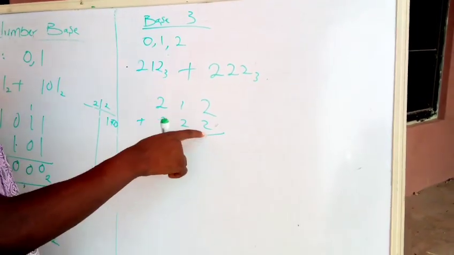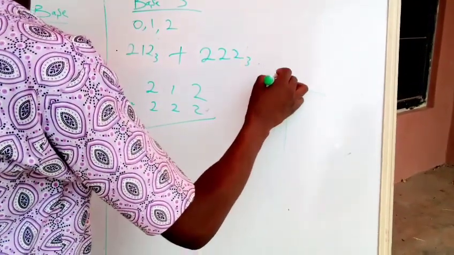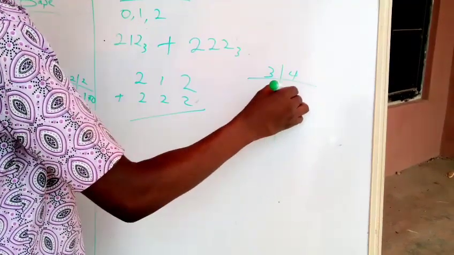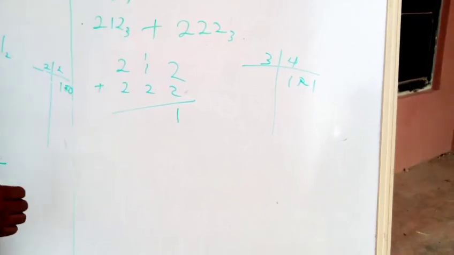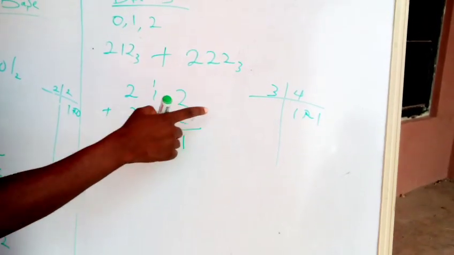So what do I do? I reduce that 4 by dividing it by 3, because I'm working with a base 3 number here. So I just draw a short division table here. 3 into 4 is 1, remainder 1. I write my remainder 1, then I carry 1 above. 1 plus 1 is 2. 2 plus 2 gives me 4. Of course, the same result.